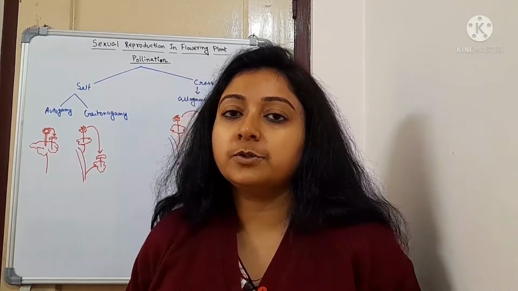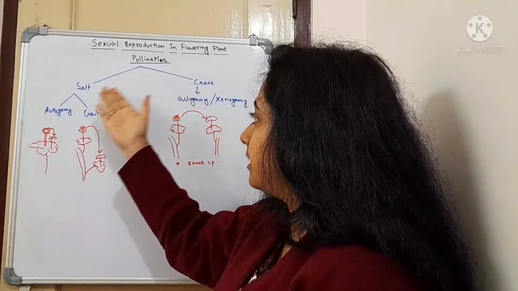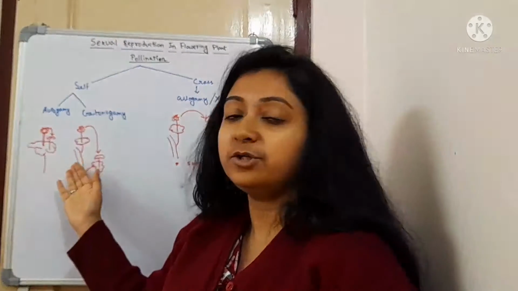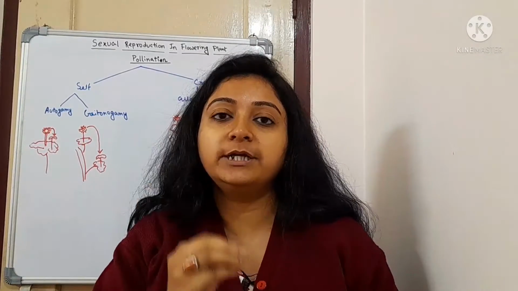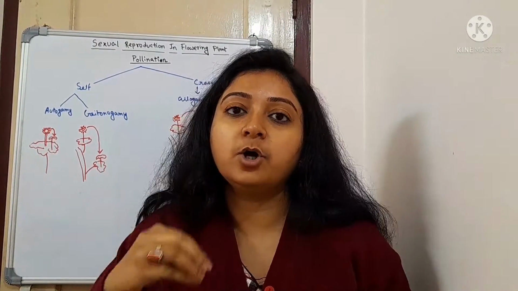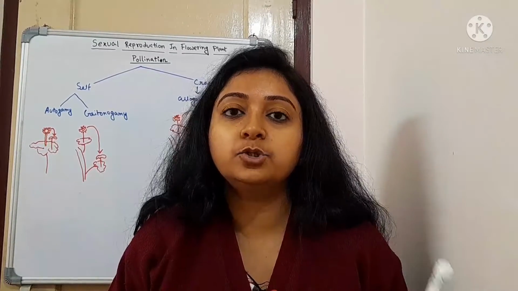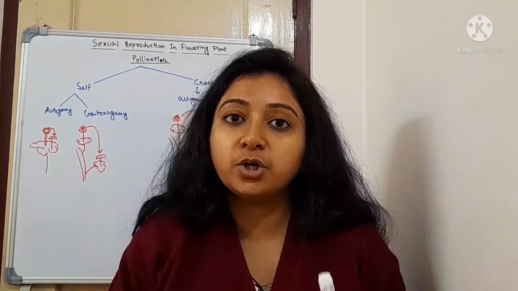From our previous video, as I have said, there are different types of pollination, like self-pollination and cross-pollination. To ensure that the pollen grains will fall on the stigma of the same flower, there are some mechanisms through which the flowers can ensure that event.